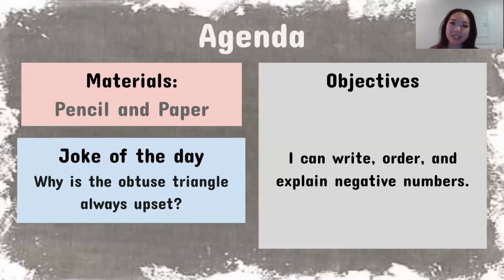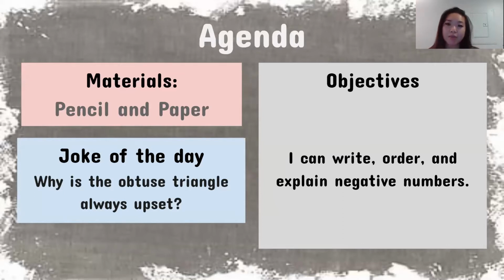So on our agenda today, we have materials, joke of the day, and objectives. I'm going to start with the objectives. Our objective is: I can write, order, and explain negative numbers. By the end of the lesson today, with the material that we learn, we'll be able to do all of that that is written.